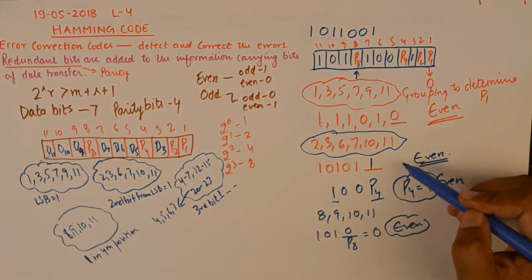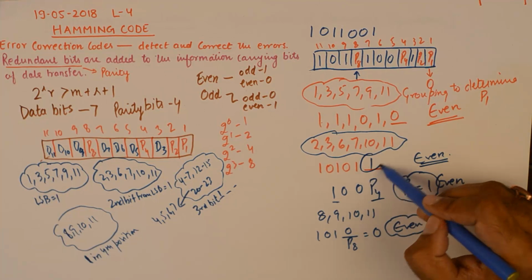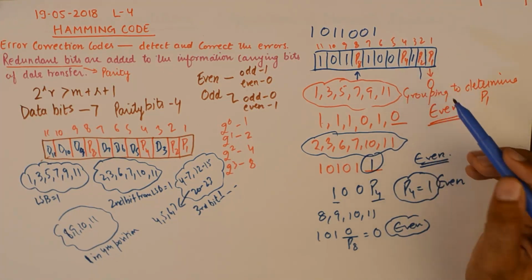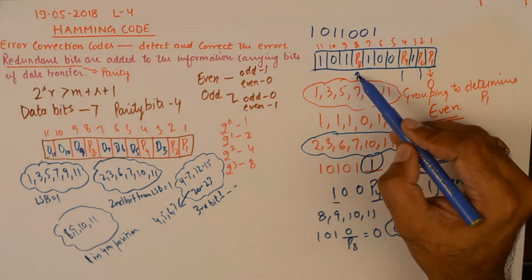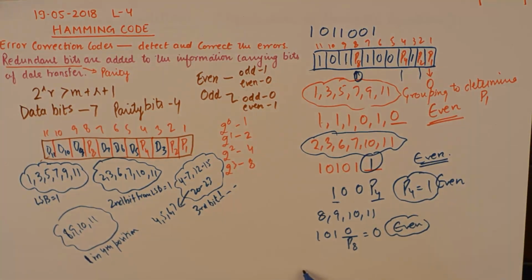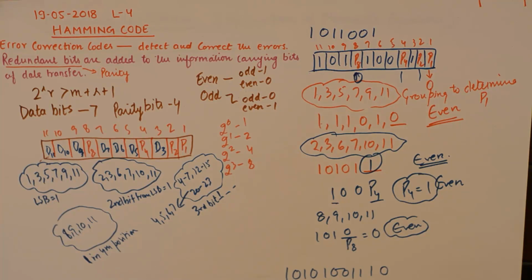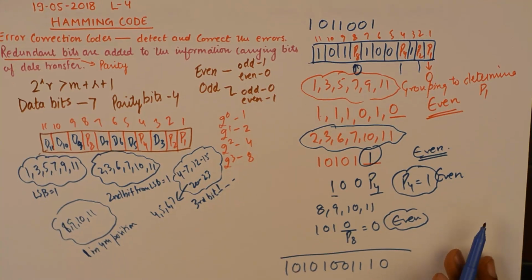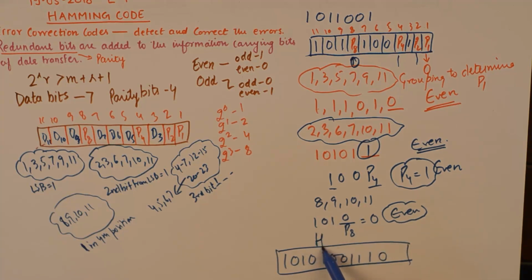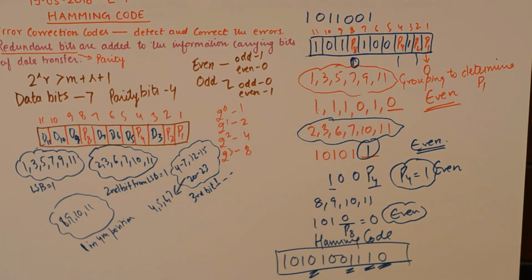So P1 is 0. I need to make P2 as 1, P4 as 1, and P8 as 0. So the total data that we'll send is 1 0 1 0 1 0 0 1 1 1 0. So that becomes the total final data that we'll send. It will be sent as a Hamming code. This includes this bit, this bit, this bit, and this bit as the parity bits.